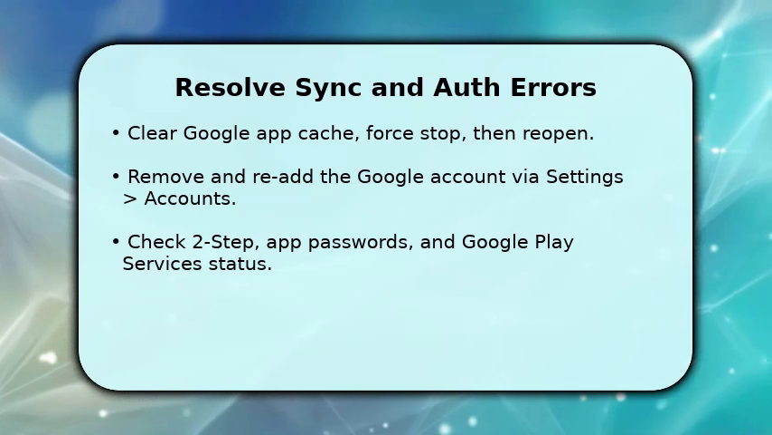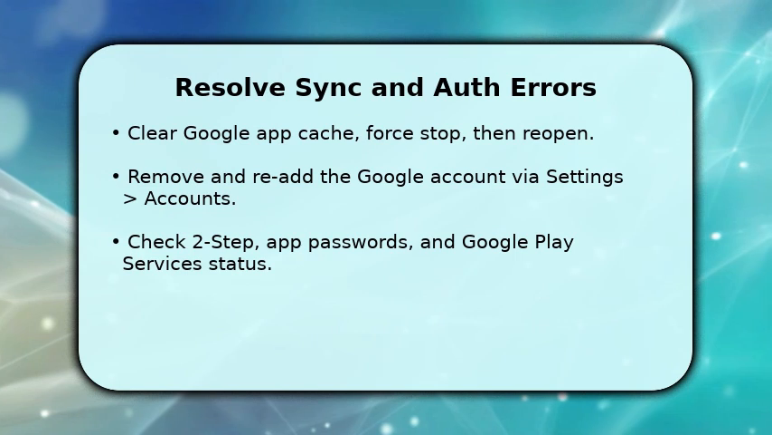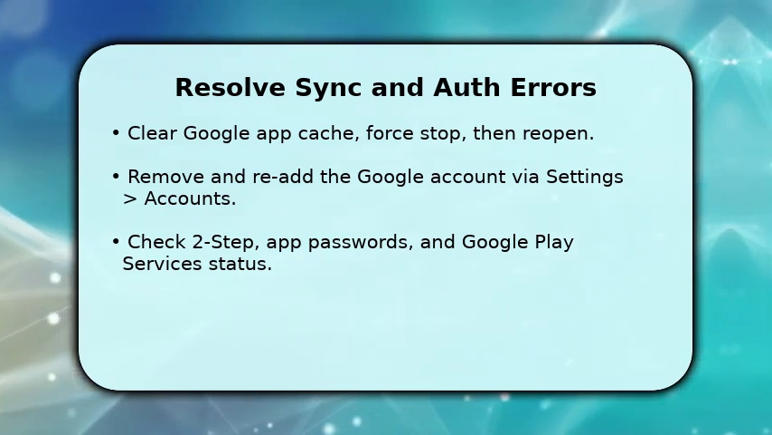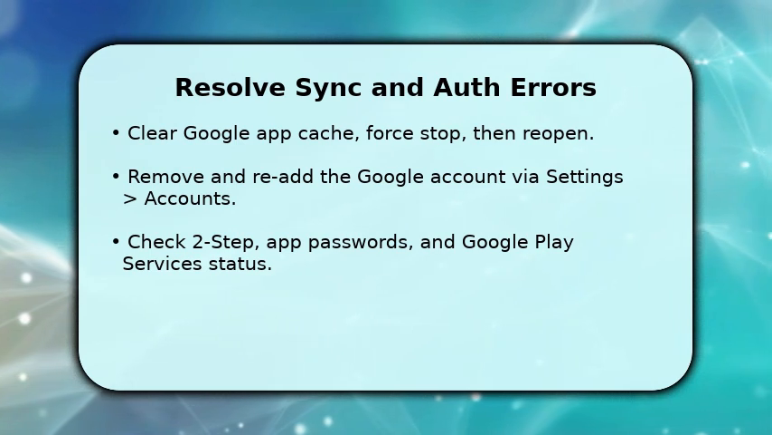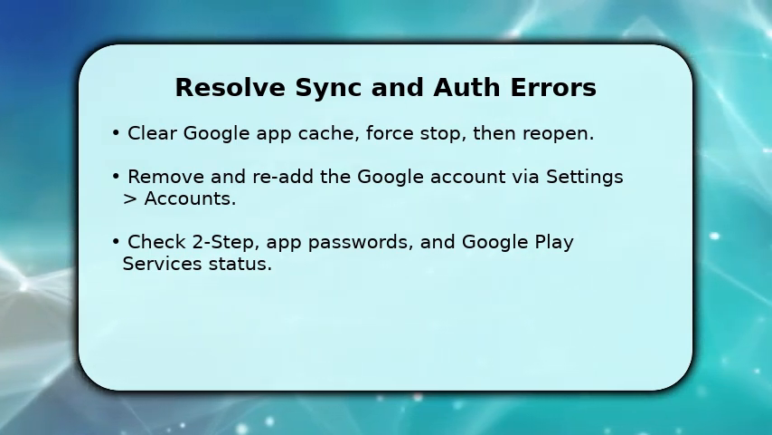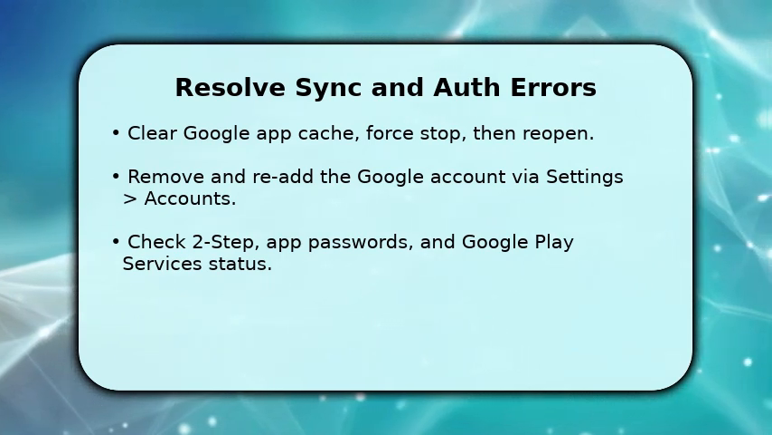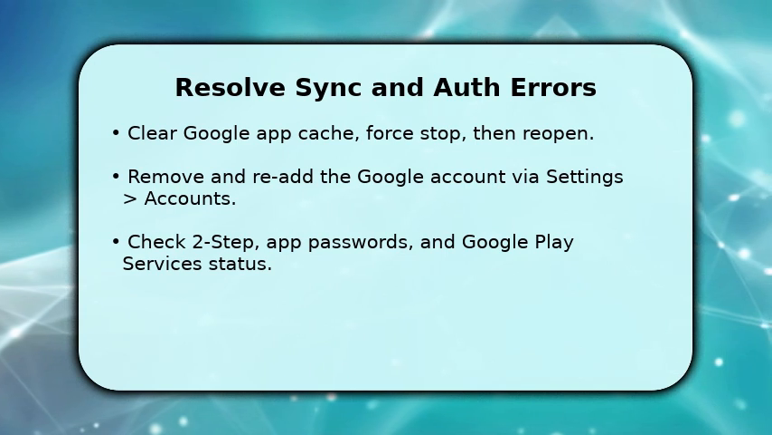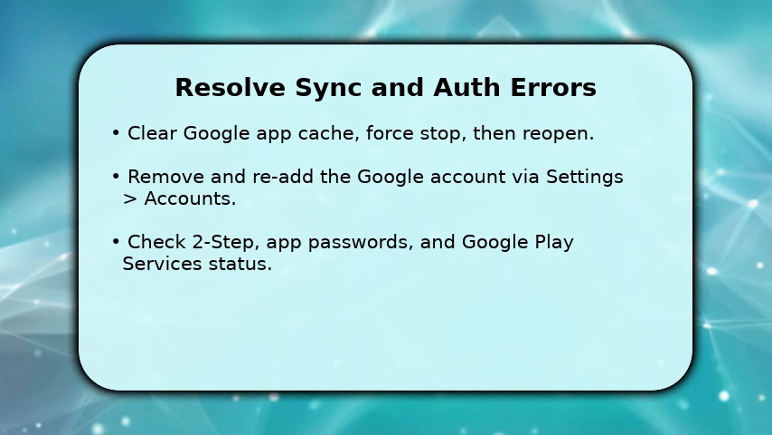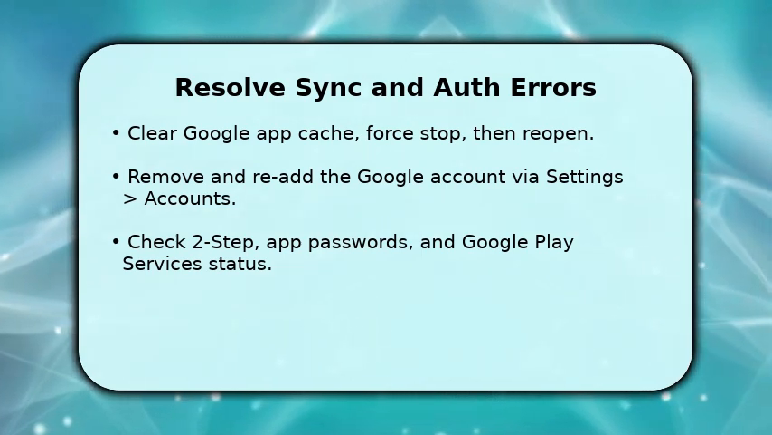Next, you address authentication and sync issues step by step. Clear the Google app cache and force stop it to remove stale data, then reopen. If sync still fails, remove the Google account from Settings Accounts and add it again. This resets tokens and permissions. Make sure Google Play Services is updated and not restricted by battery settings. Also review two-step verification methods and app passwords so background services can connect without interruptions. This resolves most mid-process errors.